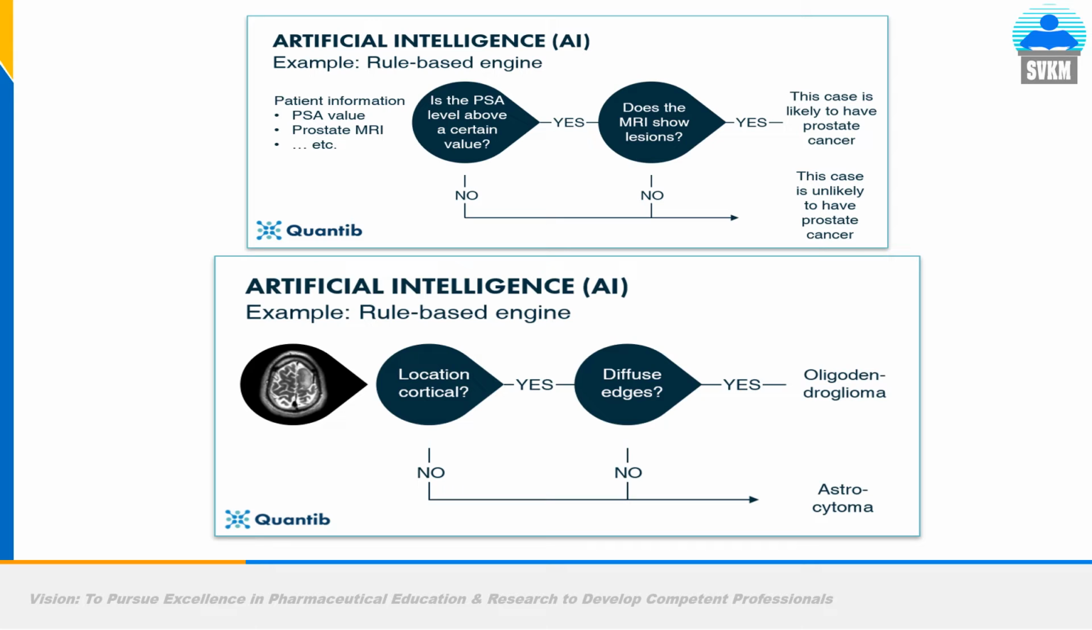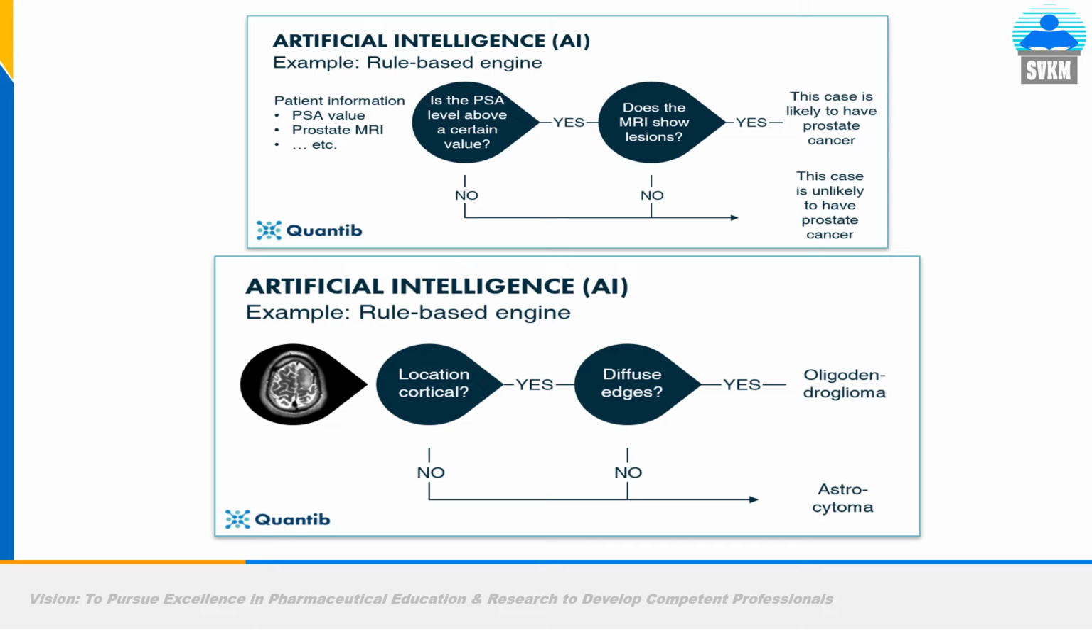Here you can see an example of a rule-based engine. You have the information of the patient. Is the PSA value, a biochemical parameter, above a certain level? Yes. Does the MRI show lesions? This is something like a decision tree, roughly. Yes. This case is likely to have prostate cancer. If the first question gets the answer no, and the second also no, this case is unlikely to have prostate cancer. It is a rule-based engine.